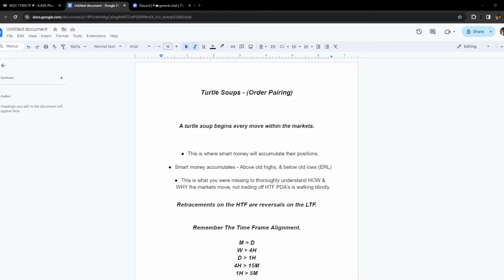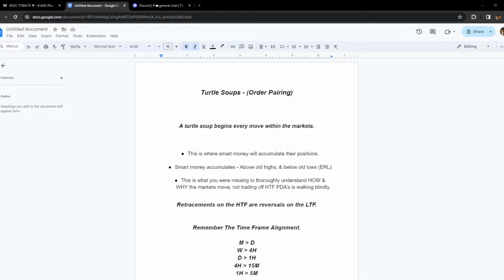A turtle soup will begin every move within the markets. This is where smart money will accumulate their position. Smart money accumulates their position above old highs and below old lows, which is external range liquidity. This is what you are missing to thoroughly understand how and why the markets move. This is how the market books price. External range liquidity, turtle soups with order pairing is how the market is booking price.